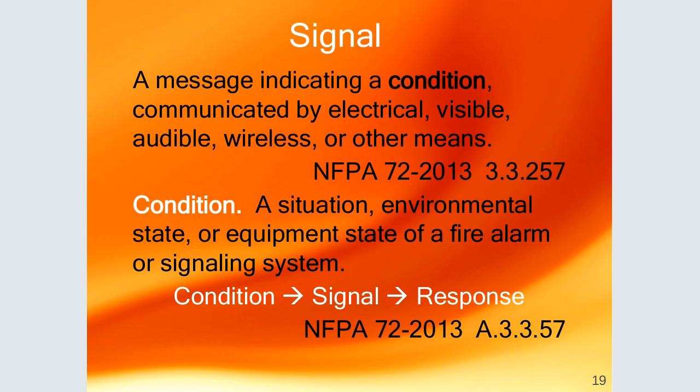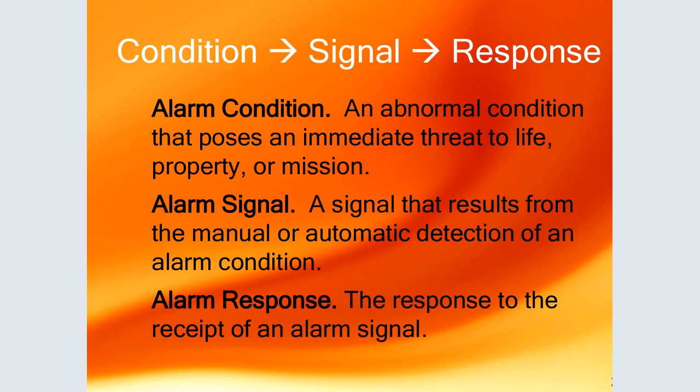And then we have a condition. What is a condition? It is a situation, or environmental state, or equipment state of a fire alarm or signal system. So we have the process from condition to signal to response. So when a condition occurs, maybe there's a fire breakout or there's a smoke being detected, then it sends a signal. Then from the signal, it brings a response. So in the response, it means that the people responsible need to respond.